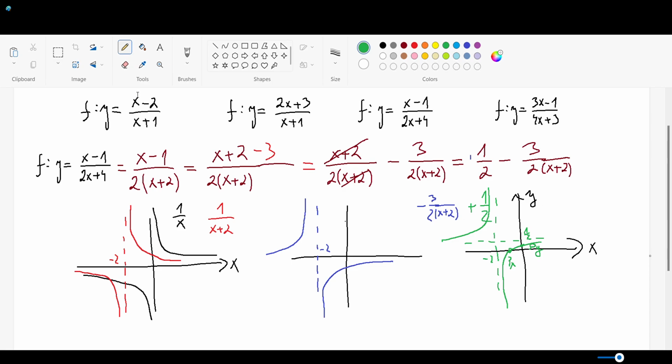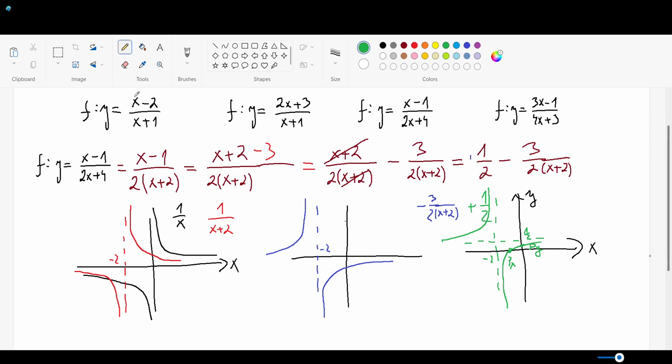So x take away 1 in the numerator, and 2x plus 4 in the denominator. So this is my first function. Now I'll draw the asymptotes, which is x equal negative 2, and the second asymptote y equals 1 over 2. Very good.